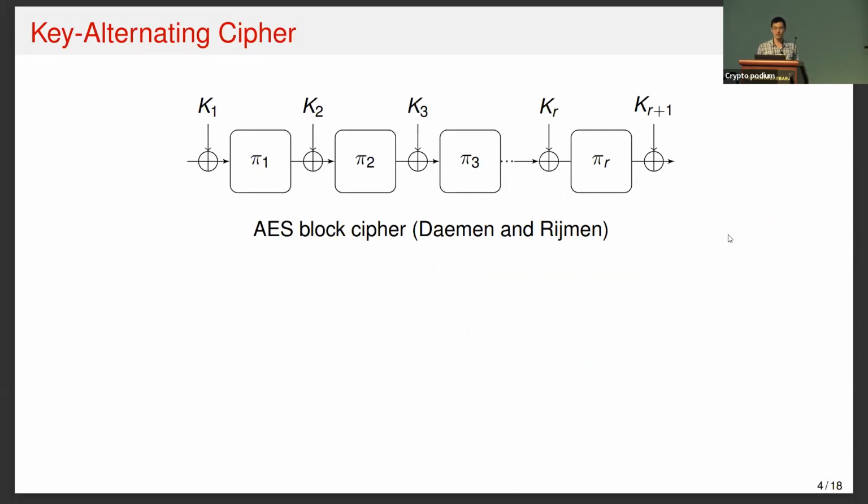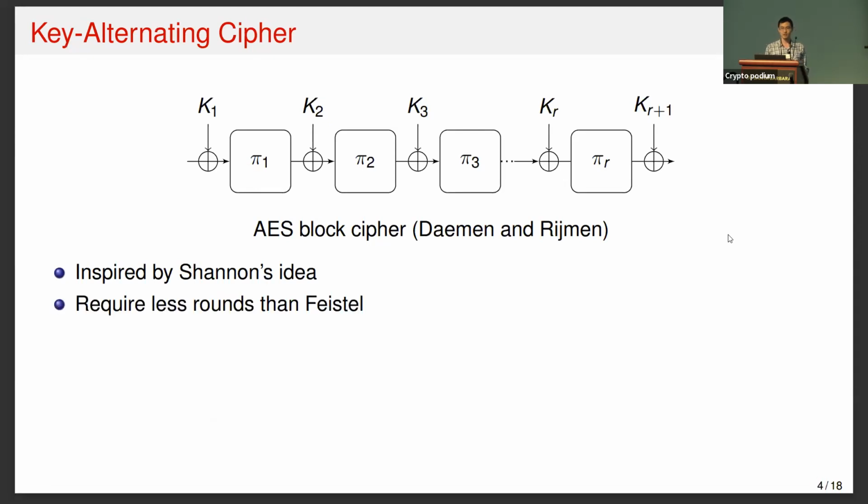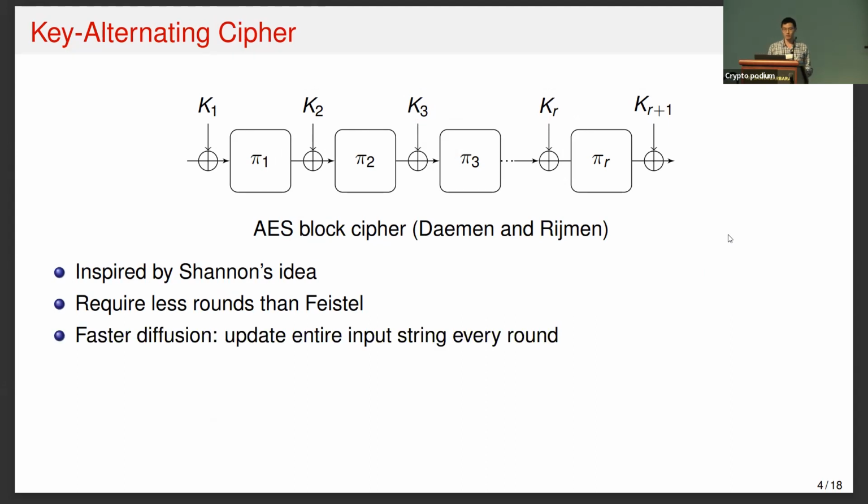Now, that said, another important class of ciphers is based on another design structure, which is the key alternating cipher structure, and the famous AES block cipher is based on it. Here, the authors were first inspired by Shannon's idea. A very special property of key alternating ciphers is that they usually require fewer rounds than the Feistel ciphers. Another property is fast diffusion, since the entire input string is updated every round.